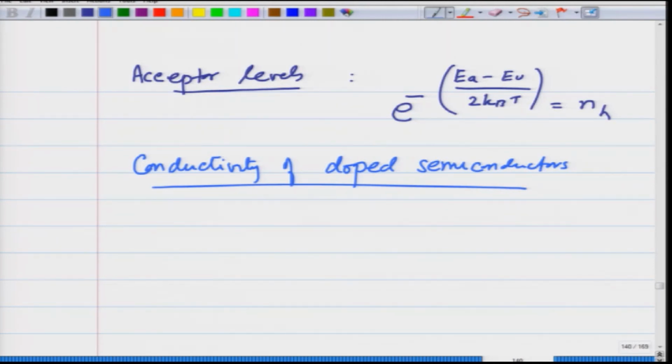So, we will derive in the next lecture the expressions for the conductivity and also other transport properties like the Hall coefficient for a semiconductor and show their usefulness. That will complete our lectures on semiconductors.